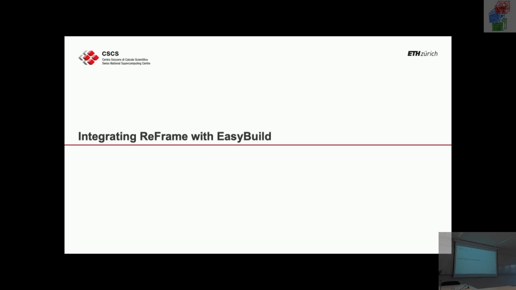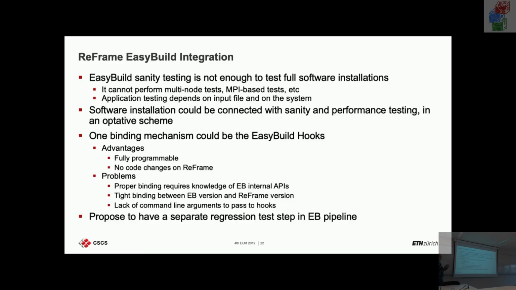We want to integrate ReFrame with EasyBuild, right? So the integration that we have, a proof of concept integration we want to propose, allows us to optionally choose to run this integration or not. And why? Because sometimes you do need it, sometimes you don't.